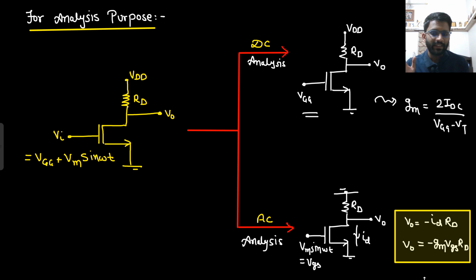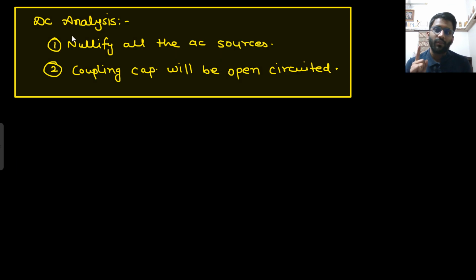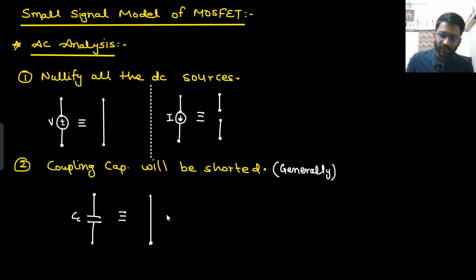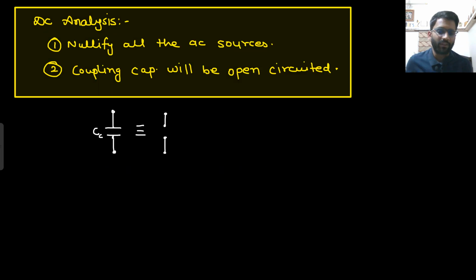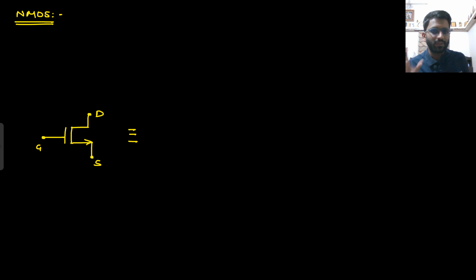And while doing the DC analysis, the coupling capacitors will be open circuited, not short circuited. These are the capacitors. They will be open circuited, not short circuited. This coupling capacitor is shown by CC. It will be open circuited. Well and good. Let's see the small signal model now.